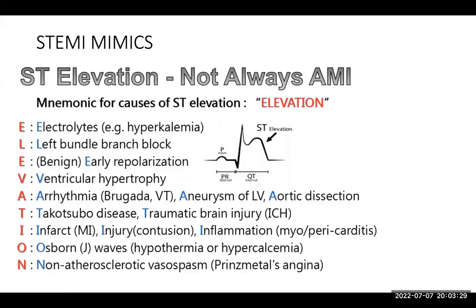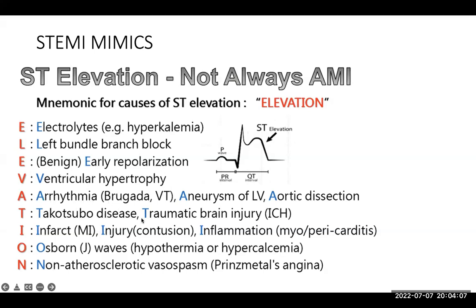So this is the differential diagnosis of ST segment elevation, and it's not always MI. But you need to remember electrolytes, hyperkalemia, and left bundle branch block, which you will see. Early repolarization is an important point, especially in young men between the ages of 20 and 30. You will see some ST segment elevation in V1, V2, V3, but characteristically those patients are healthy, they don't have chest pain. You have ruled out any other cardiac cause, and that's when you can call it early repolarization. Ventricular hypertrophy is a cause of ST segment elevation. Arrhythmias, Brugada syndrome, ventricular tachycardia, we'll see all of them in ECG examples.